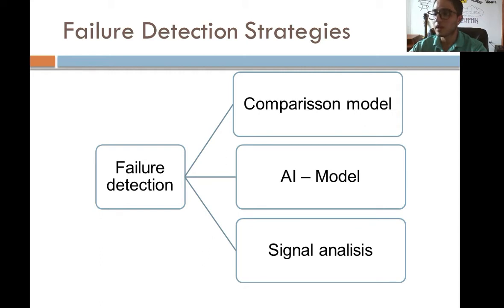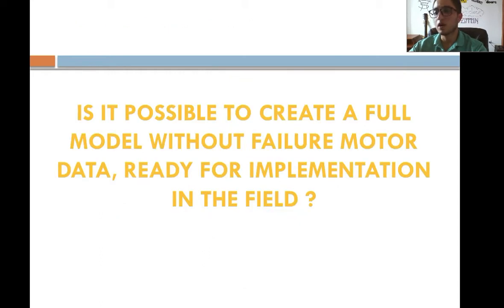And here is the question. Remember that there are only healthy motors in the field. So, is it possible to create a full model without faulty motor data, ready for implementation in the field? In this study, we demonstrated that yes, it is, and we will see how.